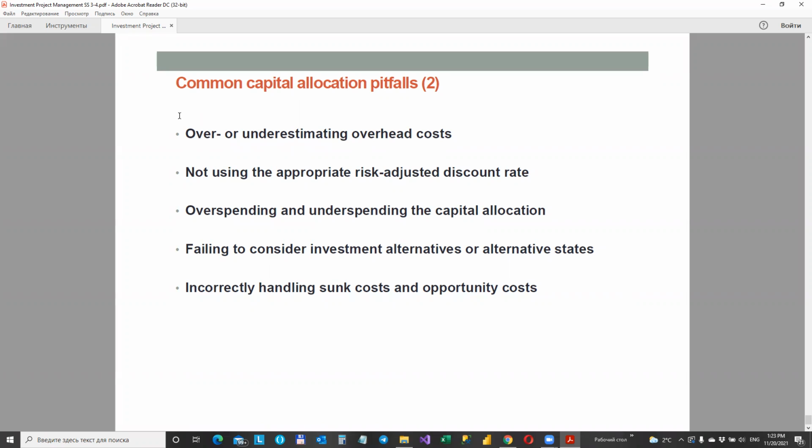And the last pitfall, incorrectly handling sunk costs and opportunity costs. Ignoring sunk costs is difficult for companies to do. Further, not identifying the economic alternatives, real and financial, that are the opportunity cost is probably the biggest failure for companies in their analysis. Only costs that change with the decision are relevant.